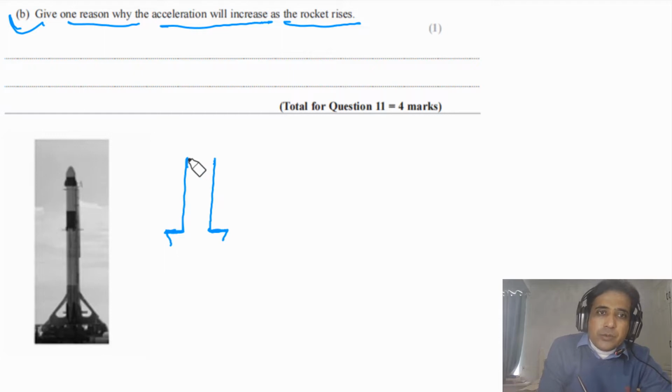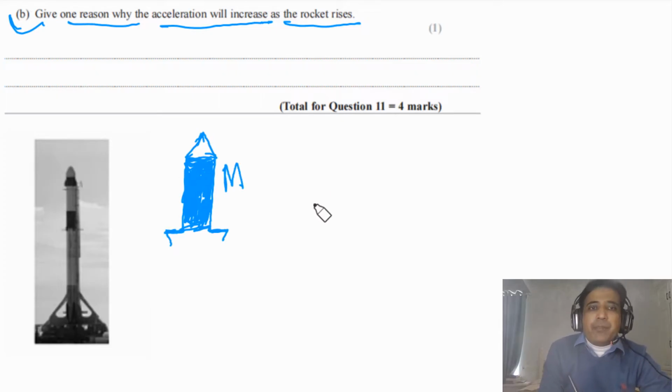So here is our rocket. You can also draw the head of the rocket, and this rocket is filled with fuel. So this is the fuel inside this rocket. And we can also imagine that the total mass of fuel and rocket is, let's say, capital M.